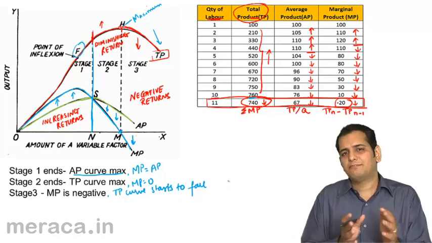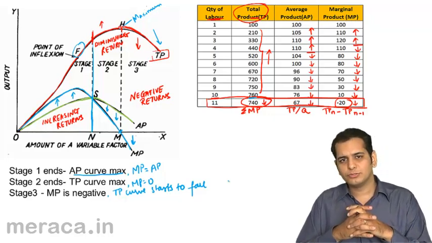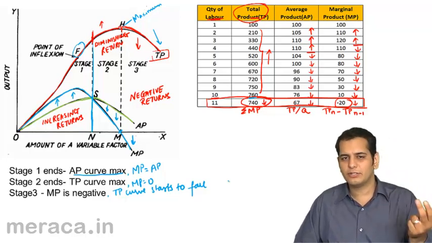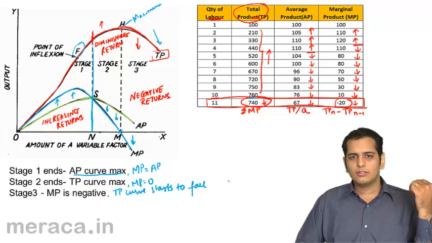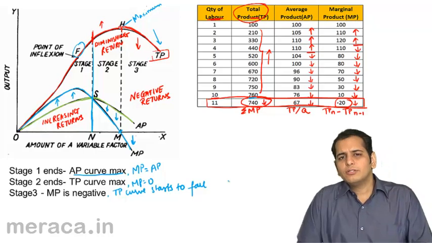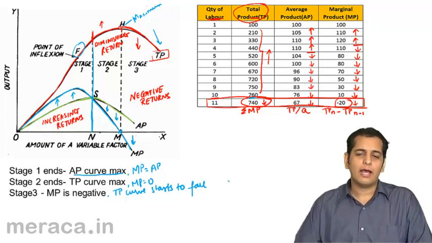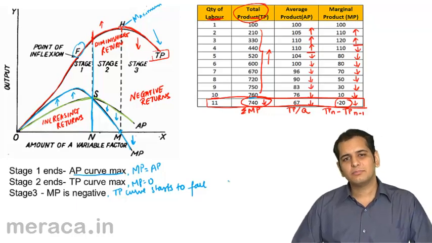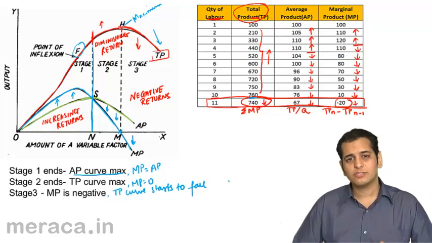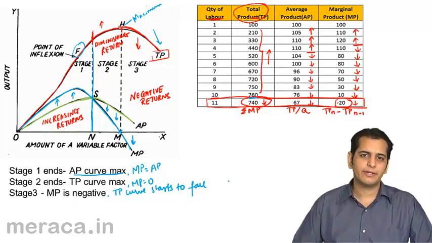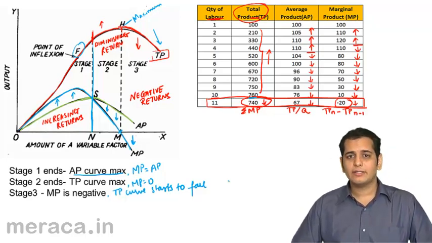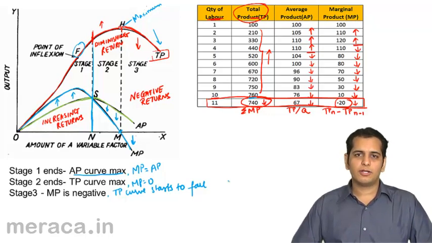Now we know that we have three stages in the law of variable proportions. The first stage is the increasing return stage. The second stage is the diminishing return stage. The third is the negative return stage. Now, the important thing to understand here is the logic as to why this happens. What is the rationale behind this increasing or decreasing returns in total product? Why in the first stage does the total product increase at an increasing rate? Why in the second stage does the total production increase at a diminishing rate? And why in the third stage does the total product fall?